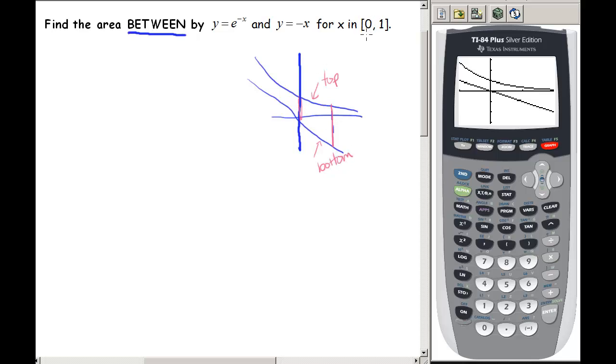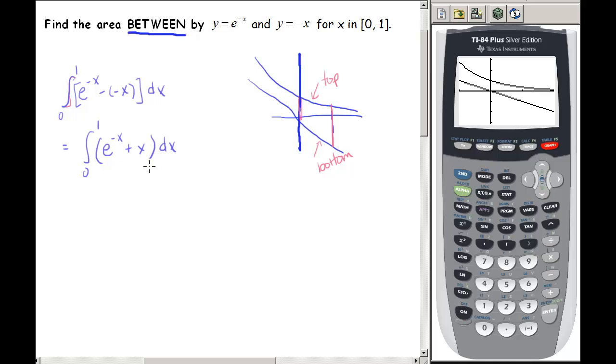So x equals 0 and x equals 1 give us the left and right sides of our region. So we're going to do the same problem the same way that we did when it was enclosed. We're going to take the integral from 0 to 1. We're going to have the top curve, e to the negative x, minus the bottom curve, so minus negative x, dx. So we're looking at the integral from 0 to 1 of e to the negative x plus x dx.